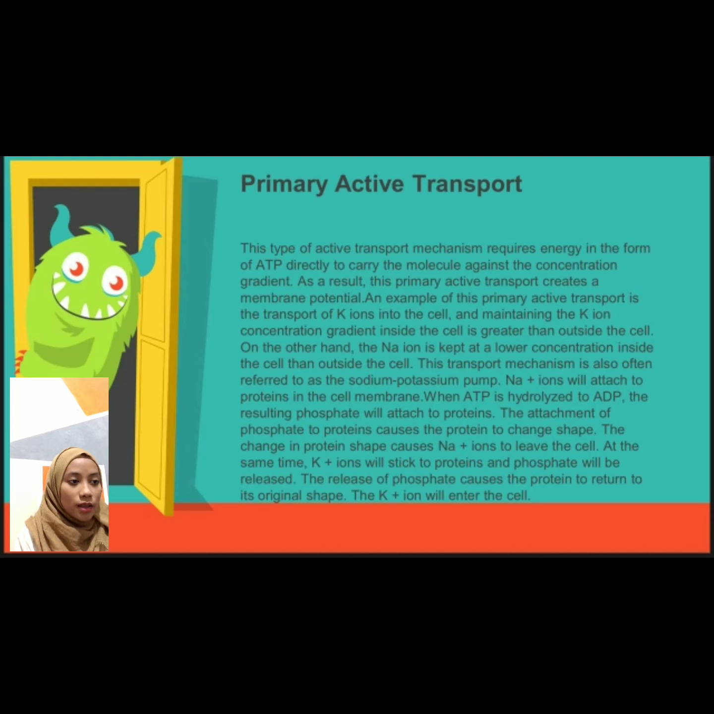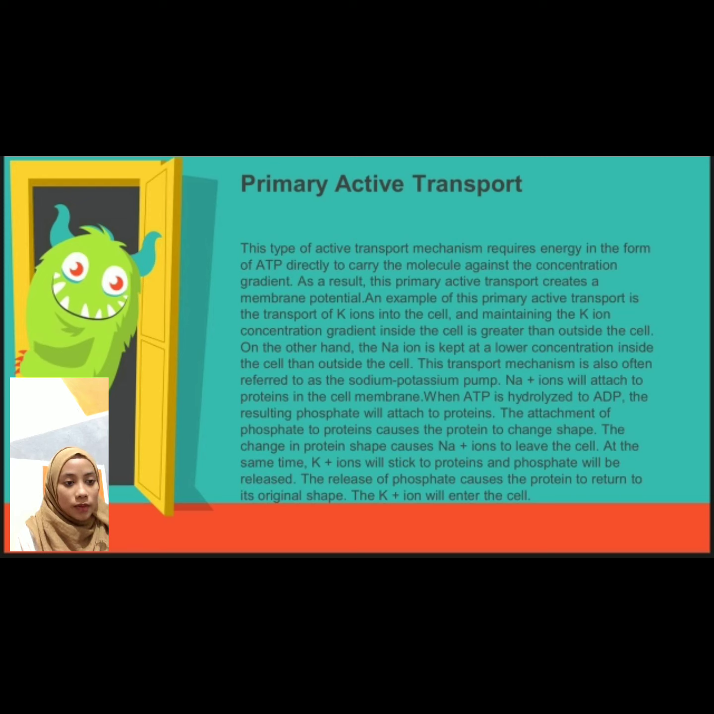On the other hand, the anion is kept at a lower concentration inside the cell than outside the cell. This transport mechanism is also often referred to as the sodium-potassium pump. Na plus ions will attach to a protein in the cell membrane. When ATP is hydrolyzed to ADP, the resulting phosphate will attach to the protein. The attachment of phosphate to the protein causes the protein to change shape. The change in protein shape causes the Na plus ions to leave the cell.